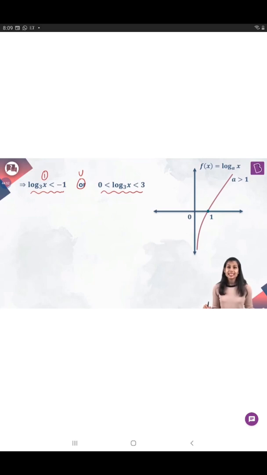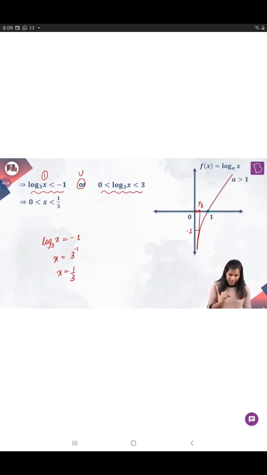For what values of x is log x less than minus 1? First of all, find out for what value of x log x is actually equal to minus 1. This is equal to minus 1 when x is equal to 3 to the power minus 1. That means x is 1 by 3. So when x is 1 by 3, log x to the base 3 is minus 1. If you want log to be less than minus 1, that means this you want. That is happening corresponding to all values strictly between 0 and 1 by 3.